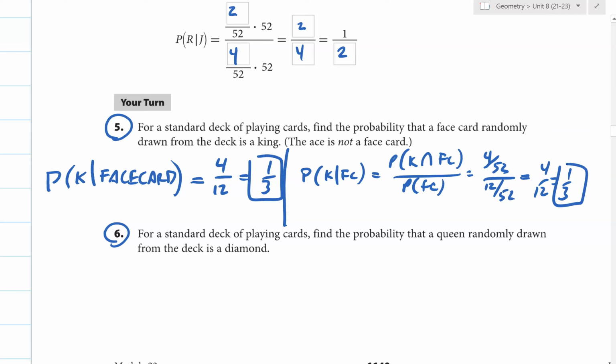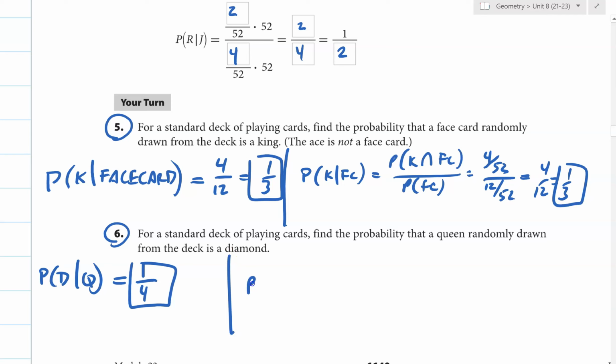For problem 6, this time we're finding the probability that a queen randomly drawn from the deck is a diamond. So we're looking for the probability of diamond given queen. If we know it's a queen, we've already reduced our number of cards to 4. There are only 4 queens in the deck. And what's the probability that it's a diamond? Well, there's only 1 diamond out of the 4 queens in the deck. So the probability is 1/4. That's without using the formula.